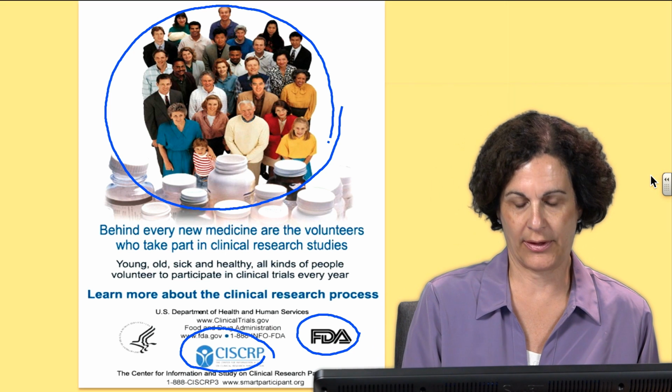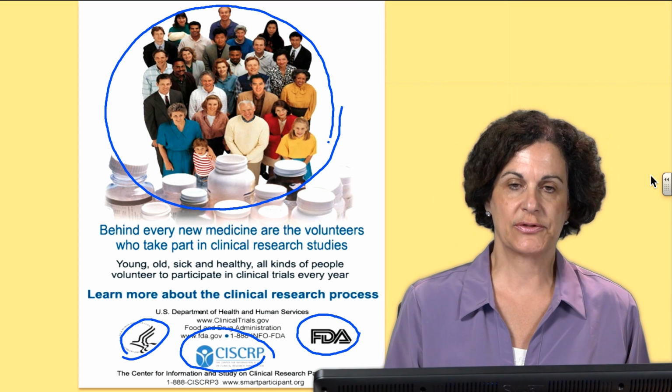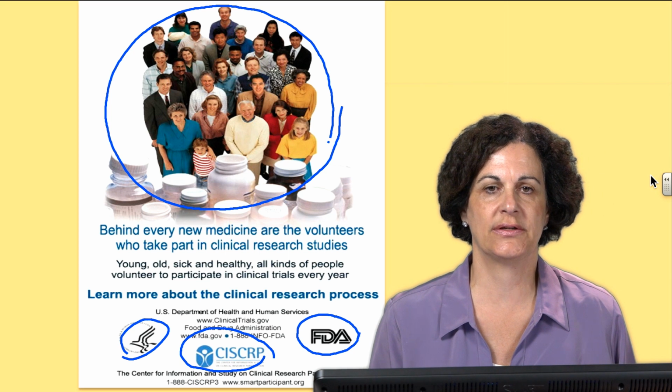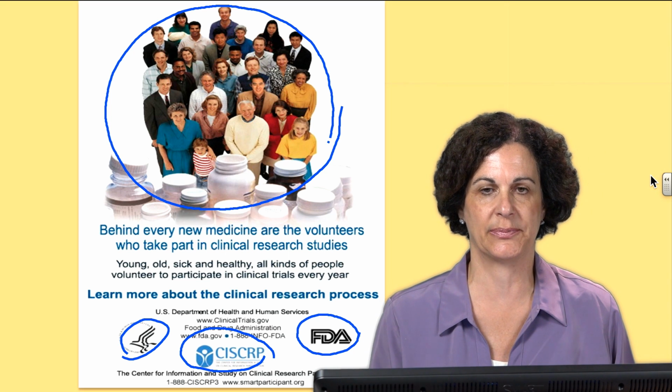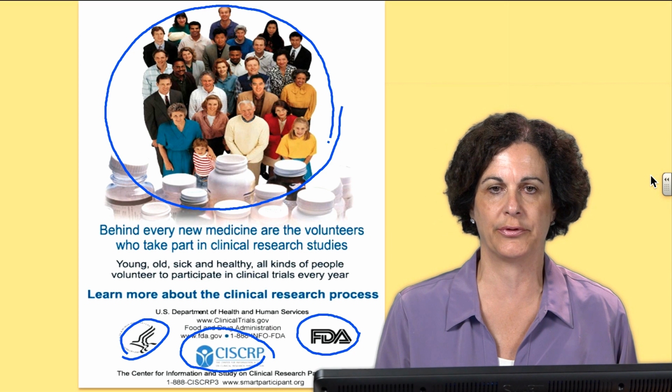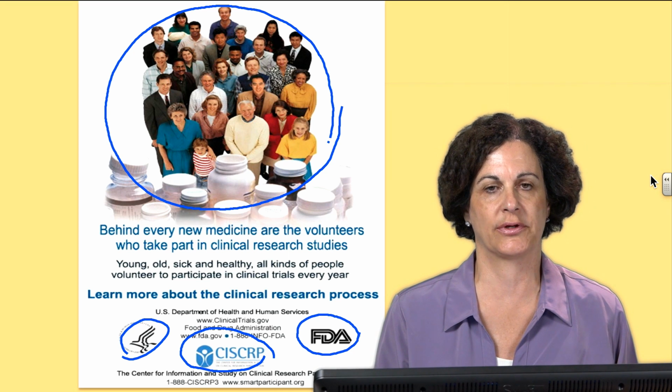There is the Department of Health and Human Services. CISCRP is a nonprofit organization from the standpoint of clinical trial participants. And then there's the FDA, which is so important in the research and drug development process.